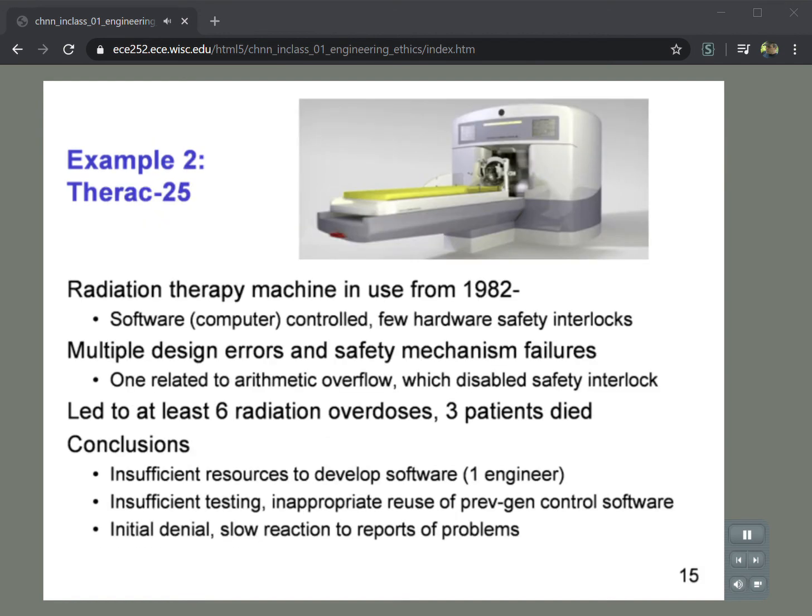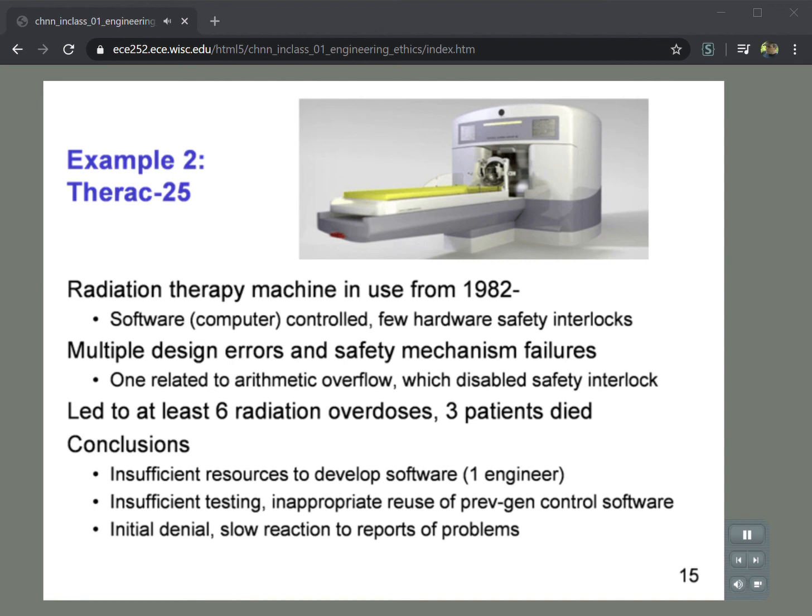Next, we have a real example. This is kind of a sad story. The Therac 25 was a radiation therapy machine that was in use from 1982 on. It was a machine that was developed in France. So this was obviously used for cancer treatment, to provide radiation therapy to try to kill cancer cells. It was the first device of its kind that was software computer controlled. It had very few safety interlocks directly built into the hardware. It was assumed that all of these safety interlocks would be in the software itself.